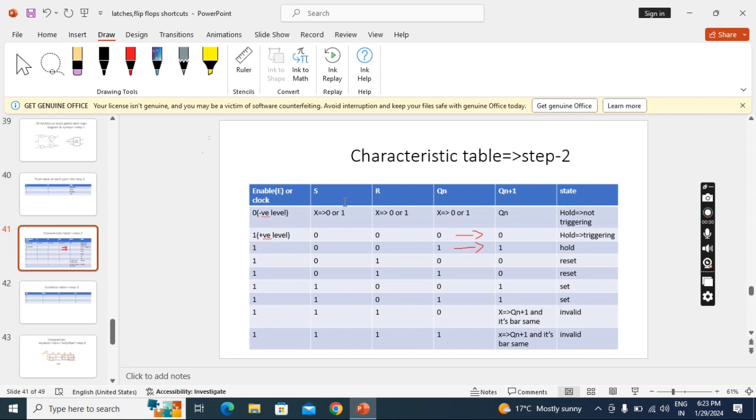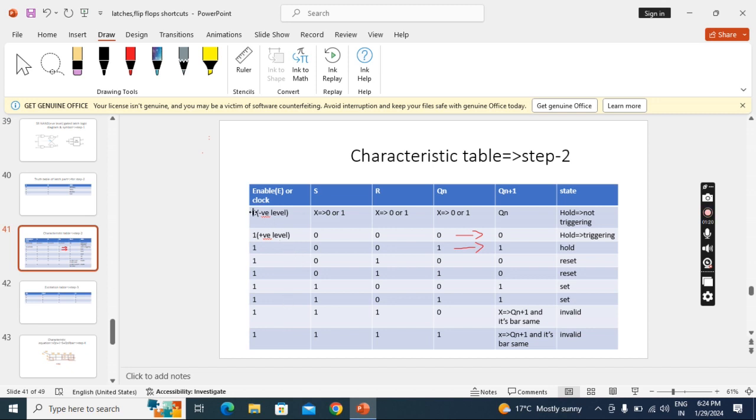In the characteristic table, generally we take the inputs and present state, and then we predict the next state. Here the format is we take enable or clock. I mentioned this is positive level, so it will work whenever we apply 1. We will also see what happens when we apply 0. For a positive level circuit, if we apply 0, a negative level, what will happen? And if we apply positive level, what will happen? We'll see both.